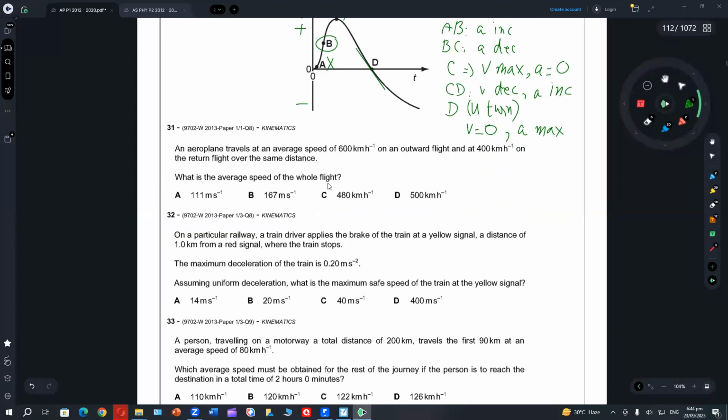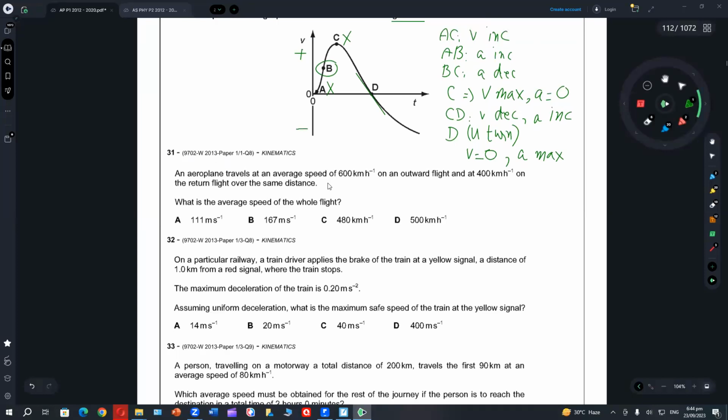An aeroplane travels at an average speed of 600 on an outward flight and 400 km per hour on a return flight over the same distance. What is the average speed? What's the formula for average speed? Average speed is half U plus V. So that's the formula is total distance.